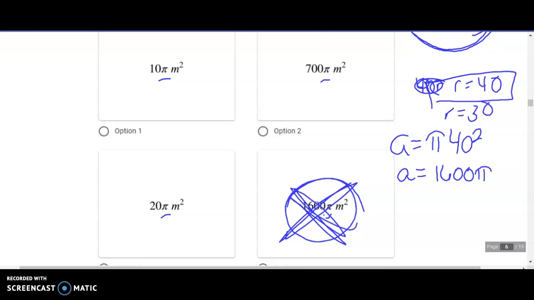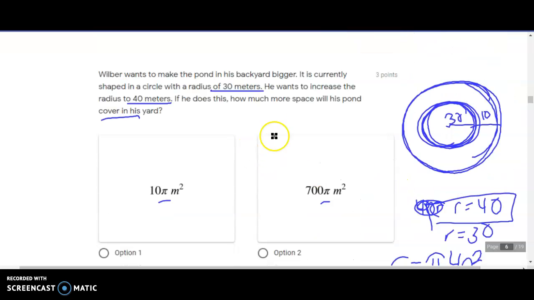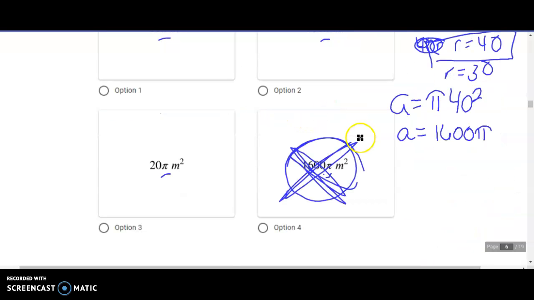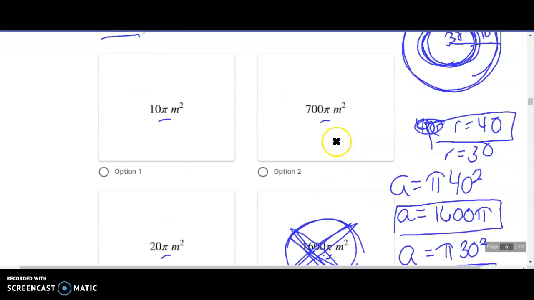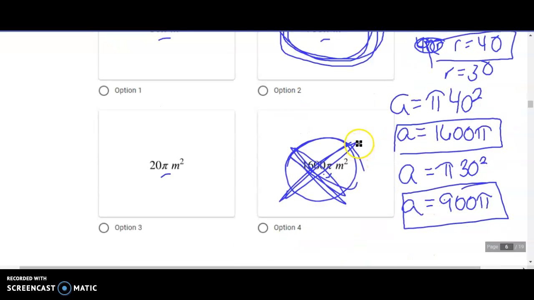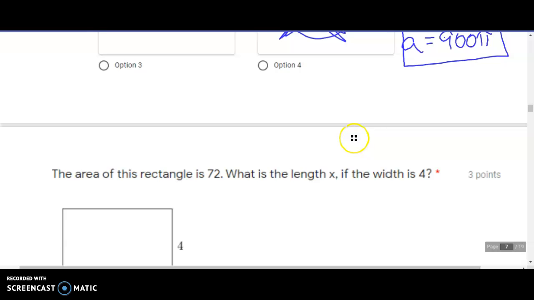but remember, or pond. But the question said how much more space he needs, so we need to subtract what the area of the pond was. So the pond used to be pi times 30 squared, which used to be 900 pi. So if the new area is 1600 pi and the old area is 900 pi, the difference is 700 pi. Okay? All right. Next question.